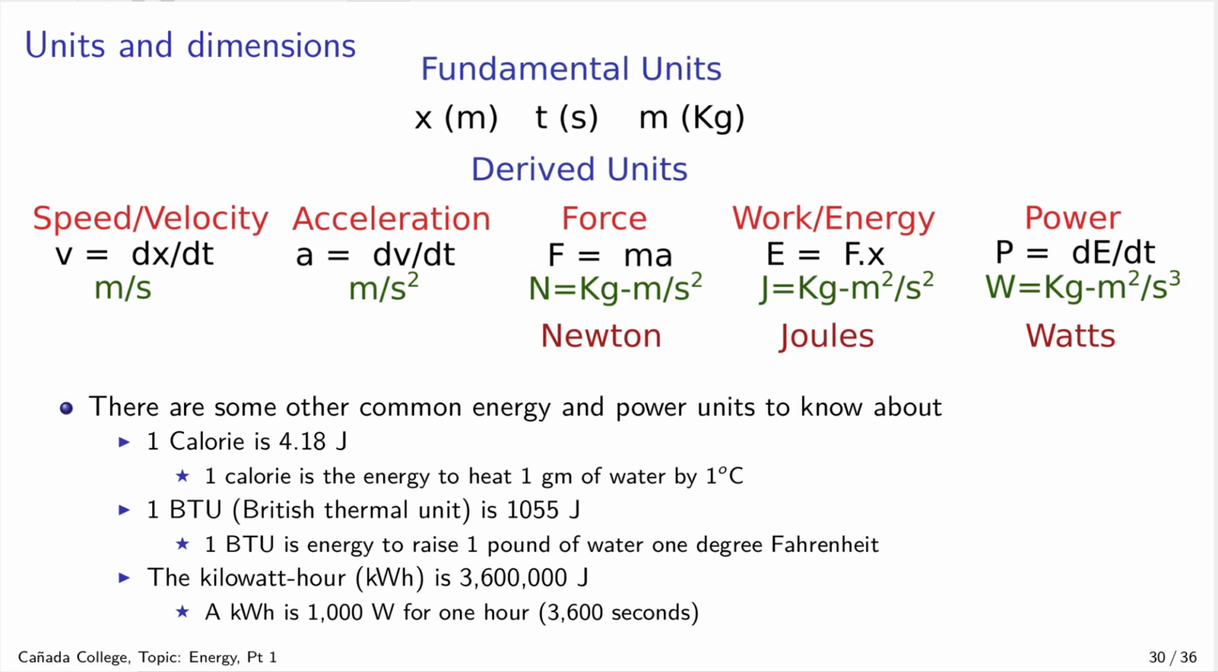Finally, I also want you to know what the kilowatt hour is. So 1 kilowatt hour is 3,600,000 joules, so 3.6 into 10 to the power 6 joules. Yes, so that's 3.6 into 10 to the power 6 joules rather. So 3.6 million joules.